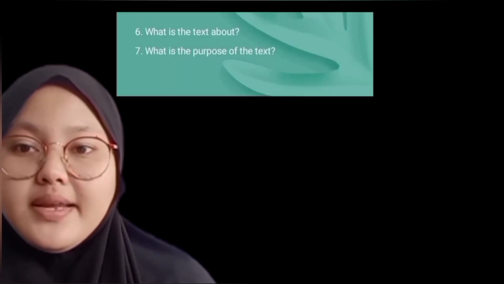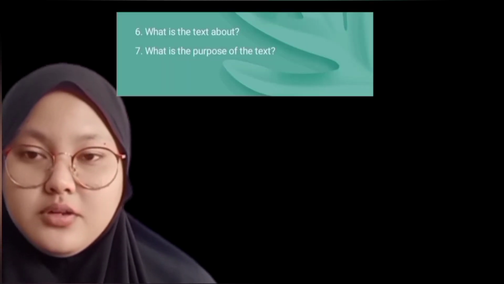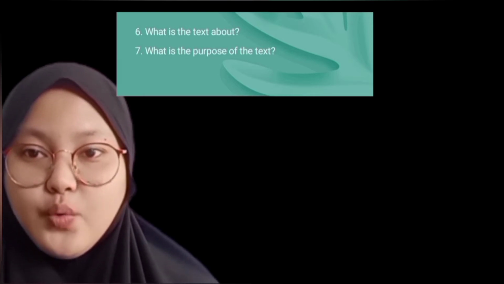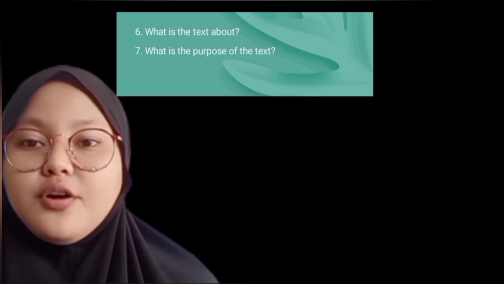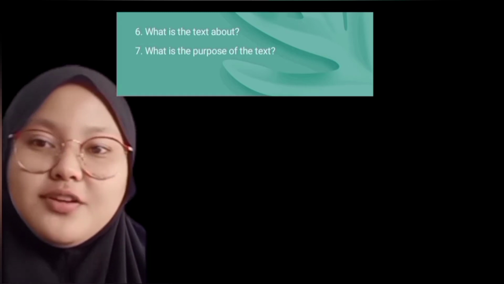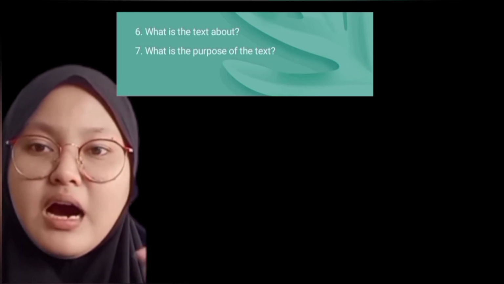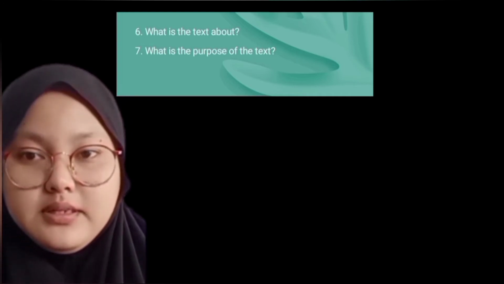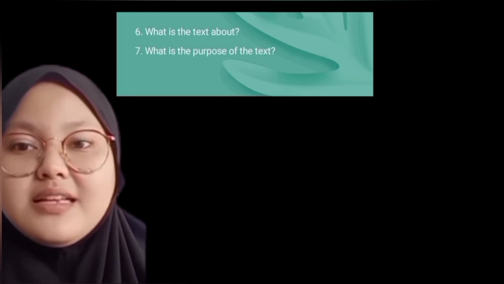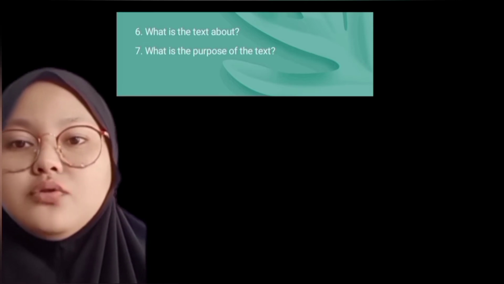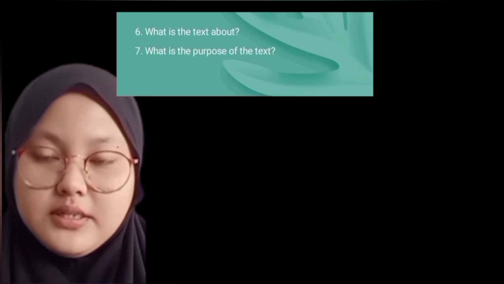We continue to the sixth question, which is, what is this text about? To answer this question, we can see the goal or the title of this procedure text. In this procedure text, the goal is how to make a pencil holder. So the answer is, the text is about how to make a pencil holder.